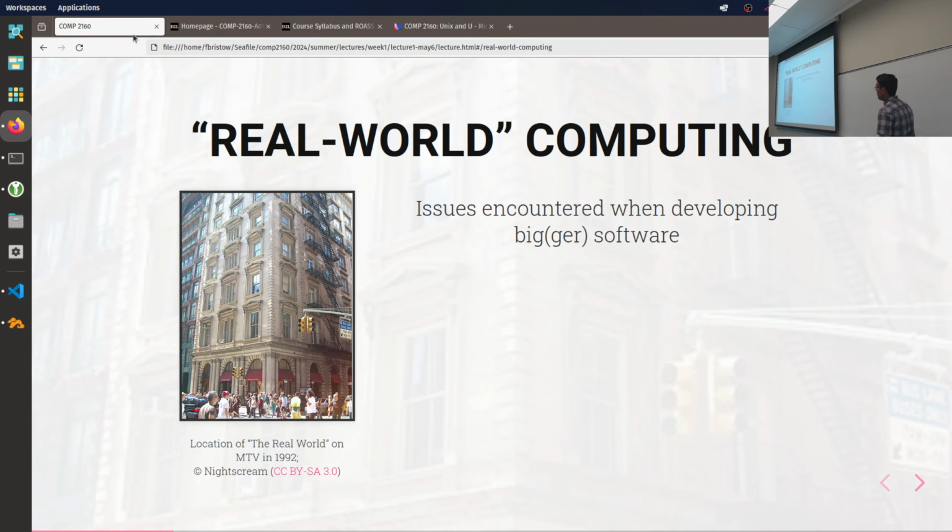So, what is real-world computing? The things that we're talking about in this course are issues that are frequently encountered when we're developing bigger software. In 1020, the assignments at the end were getting pretty big.